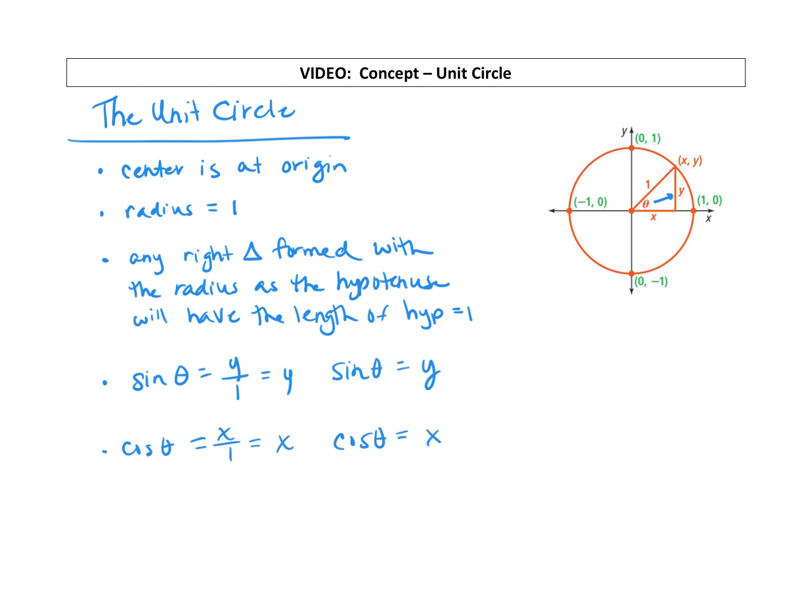x value. So you've got a point on the unit circle, and it has to be on the unit circle. It has to have that hypotenuse of 1. The sine of this angle that is connecting to the x-axis is equal to the y value, and the cosine of that angle is equal to the x value.